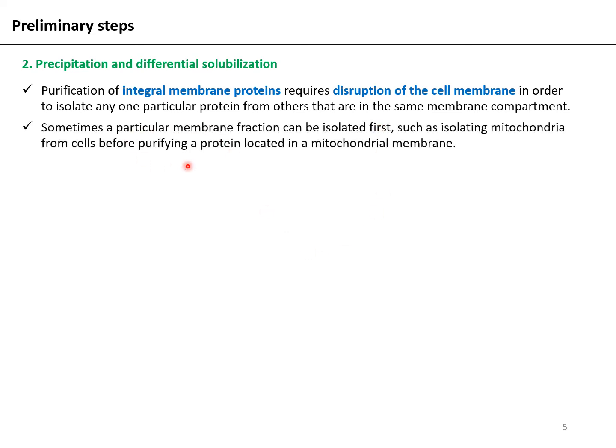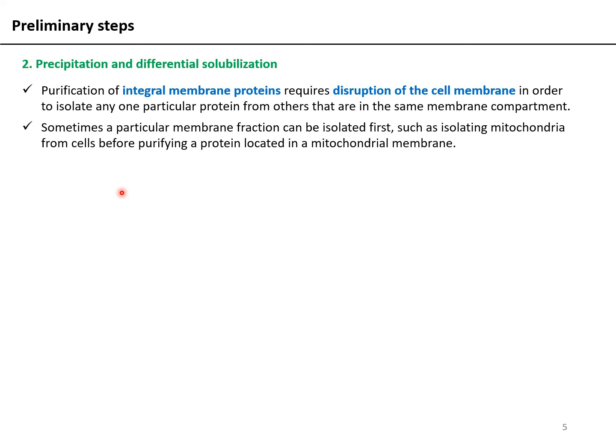So sometimes a particular membrane fraction can be isolated first, such as isolating mitochondria from cells before purifying a protein located in the mitochondrial membrane. So yes, if you have a protein which is expressed in the membrane of the mitochondria, it would always be preferable to isolate the mitochondria first and then move on to isolate the membrane protein.